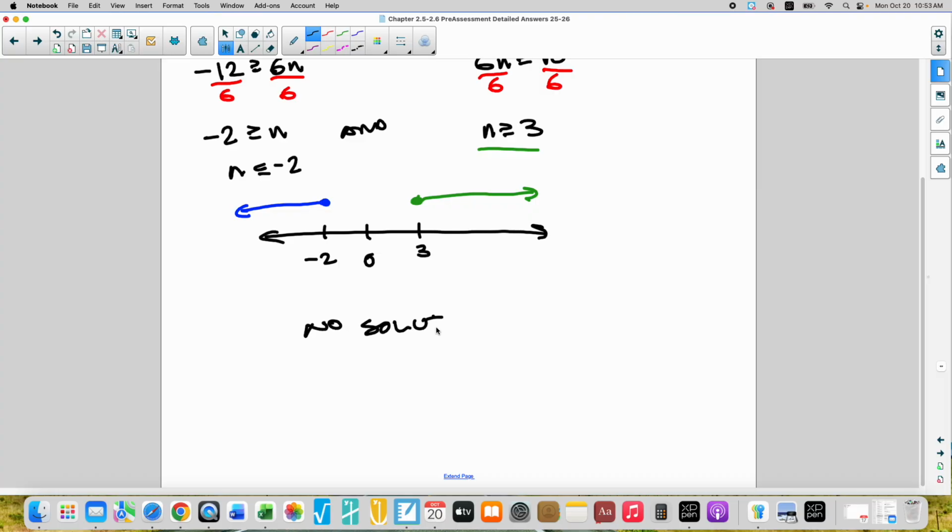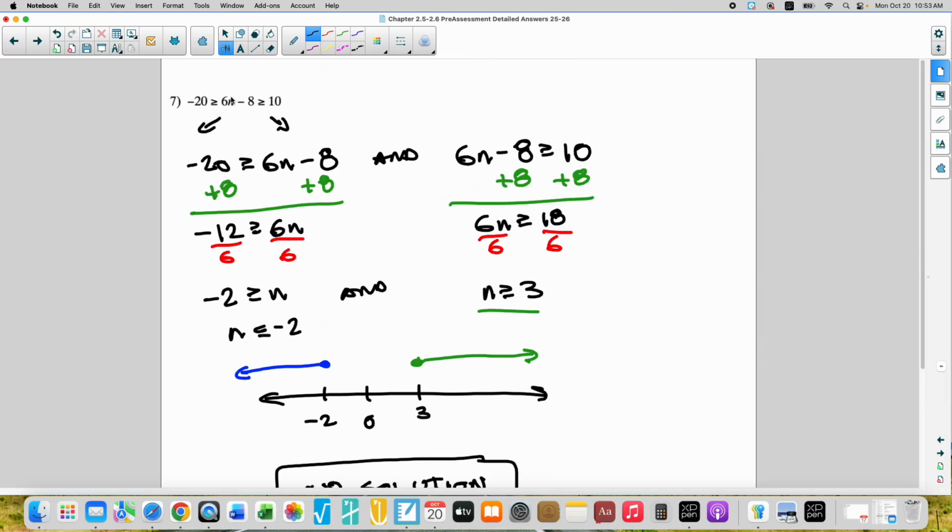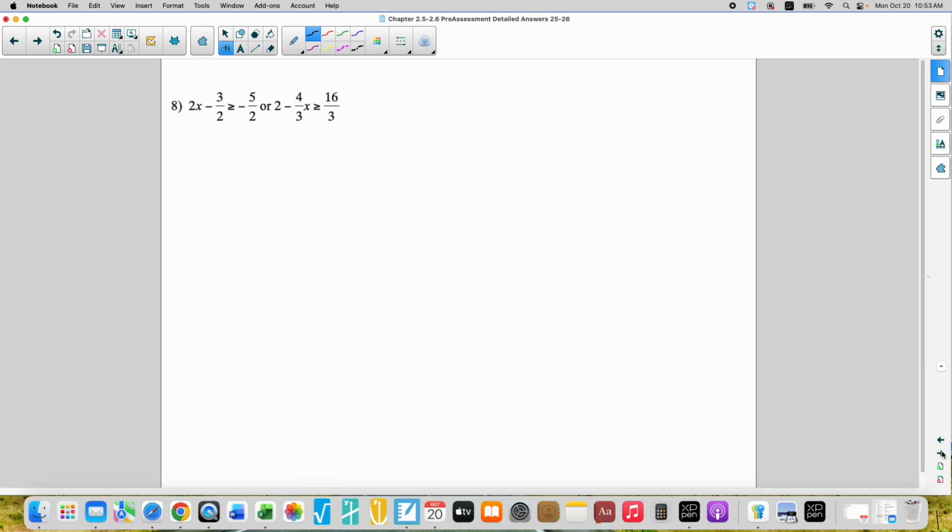And I kind of knew that we were going to get something crazy like that because that was really hard. It's hard for something to be greater than 10 and less than negative 2. That doesn't tend to work like that very much. All right, let's write my two statements.